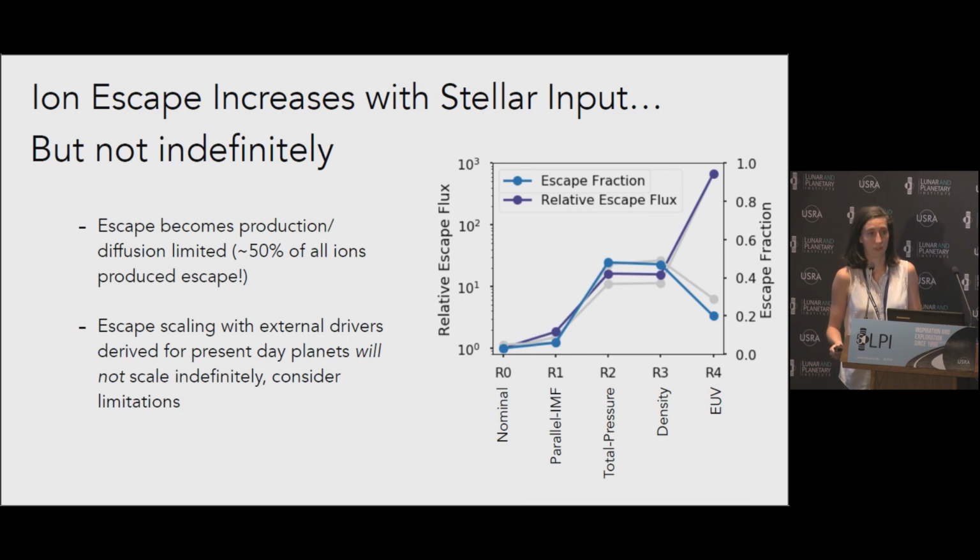And this is really interesting because a lot of what we're looking at in scaling from a Mars-type case to exoplanets is extending how the escape works with different solar wind drivers. But this points out that we need to be careful in considering those limitations because they're not going to scale indefinitely, and we're eventually going to run into limits that we don't see in our current solar system case.